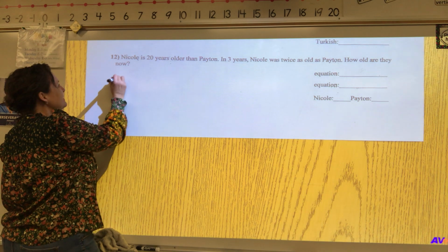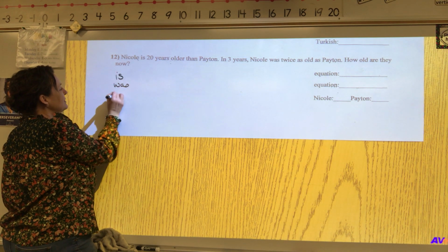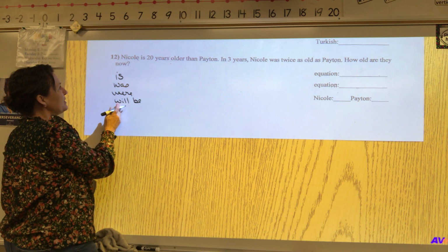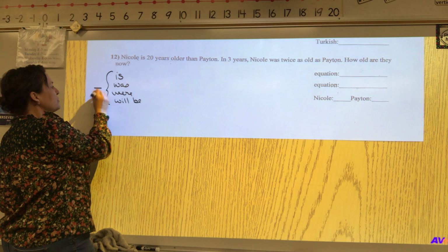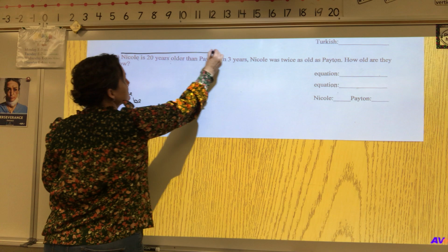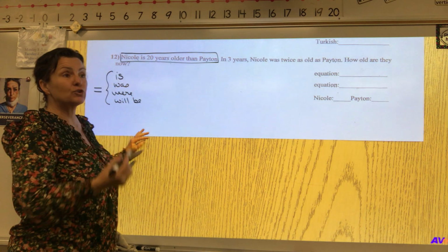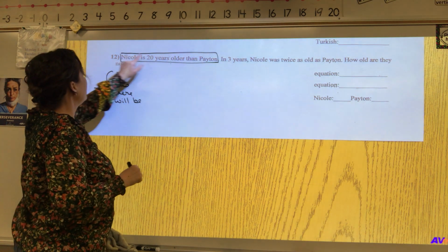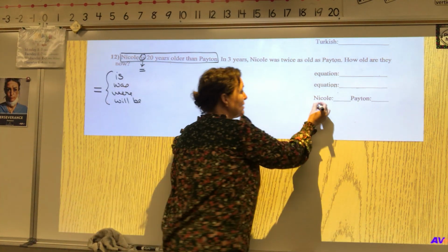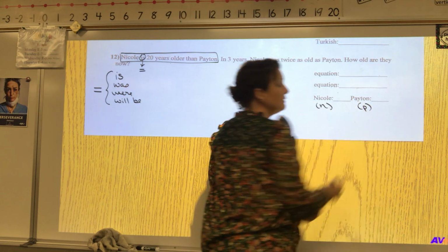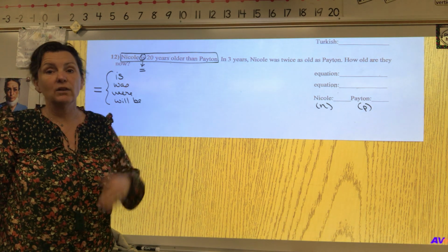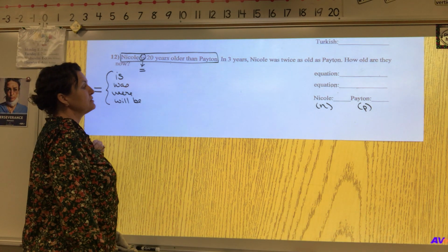So the key is the words is, was, were, and will be. These words let me know a secret. These words mean equal when we're doing a math problem. So I'm going to read this first sentence, which creates my first setup, okay? So Nicole is. Now for Nicole, I'm going to make Nicole N, and I'm going to make Peyton P. That just makes sense to me, right? You can use X and Y if you'd like, but I just think it makes most sense to me to use N and P.